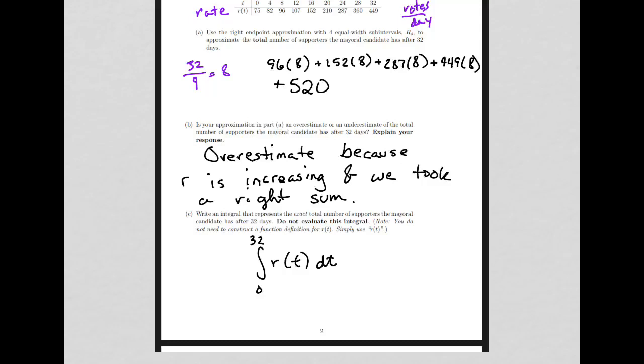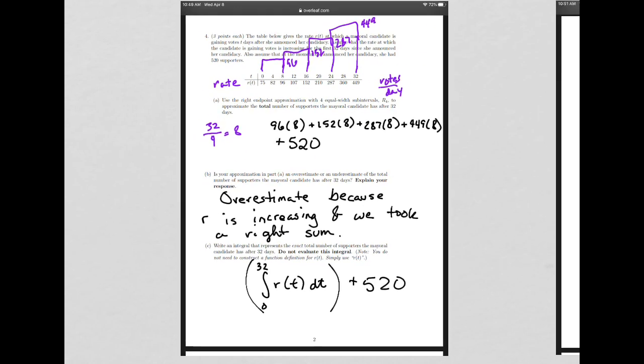But then we need to remember to add that initial number of voters. So this is going to get the total change in voters, because remember we're taking a rate of change and we're finding a total change with the fundamental theorem of calculus part 1. So this is the total change, but you have to add that initial amount. If we were not given an initial amount or she started with 0, this would be gone, but it's not gone. So yeah, all right, so that was how to do this problem.